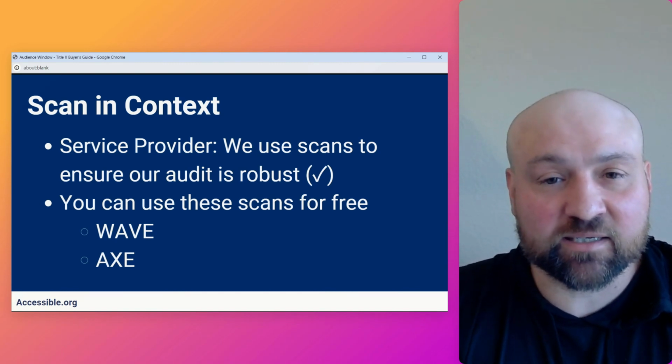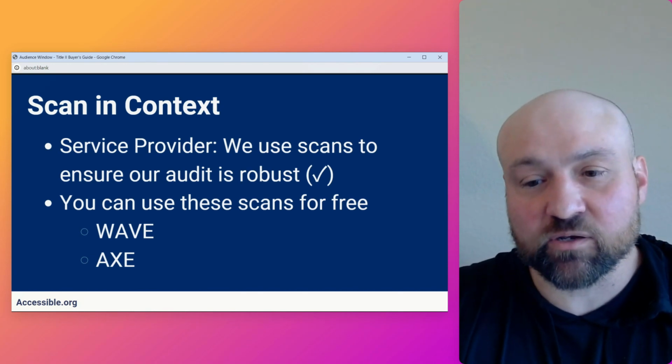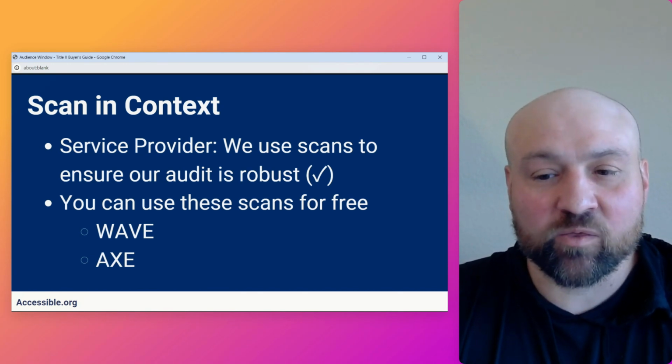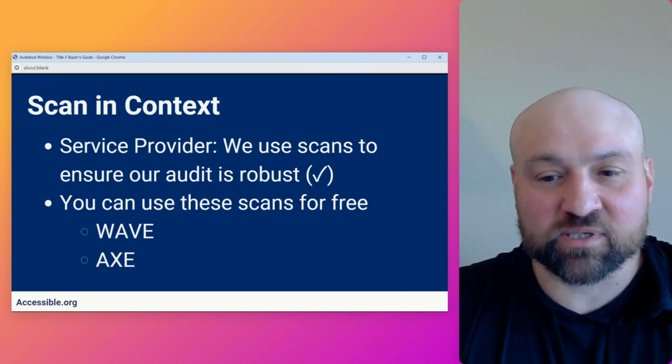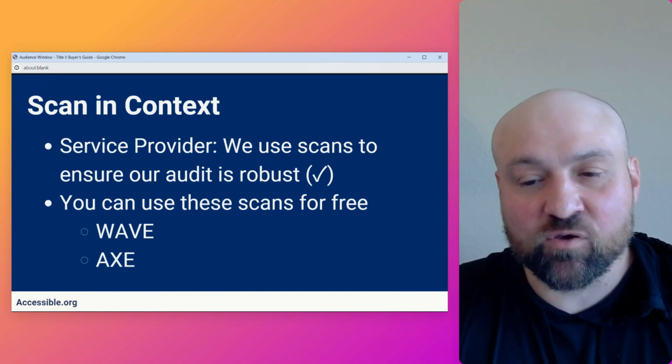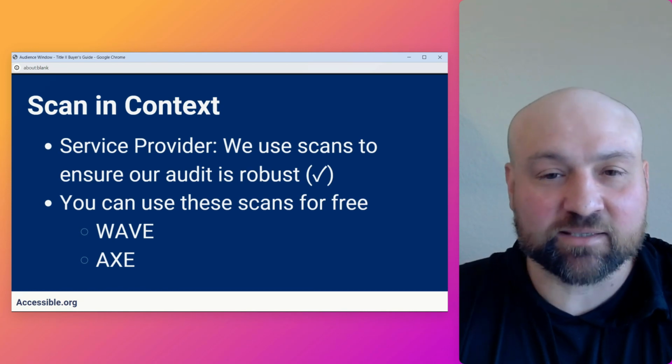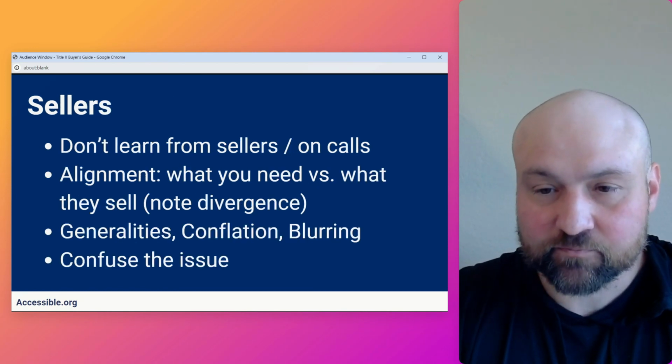The Wave scan is excellent. It's beginner friendly. It will even help educate you and help familiarize you with web accessibility as you are using the scan. The Act scan is tailored more towards developers, but the point is, if you want access to scans, you can access scans right now for free.